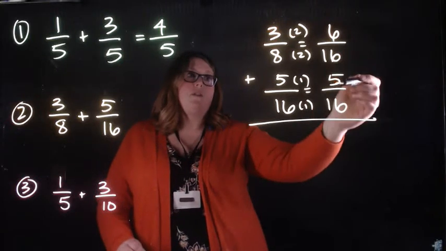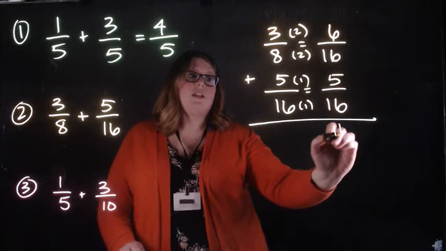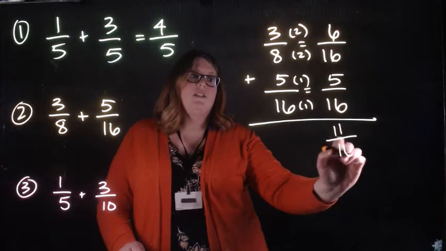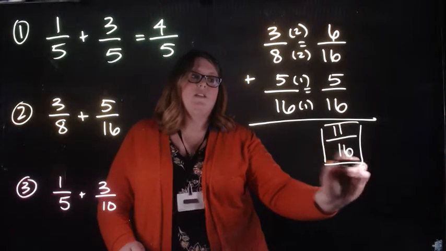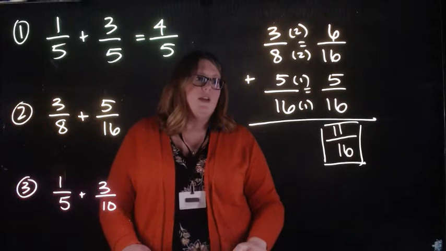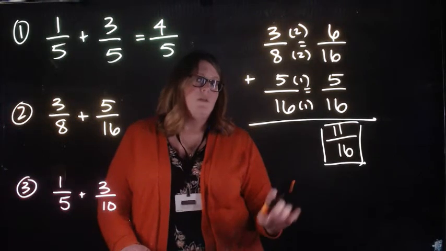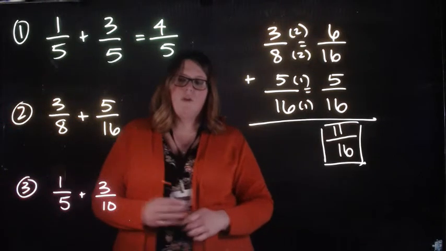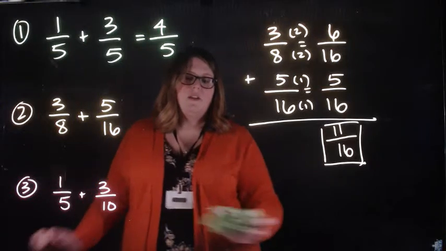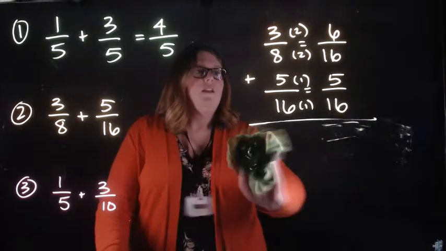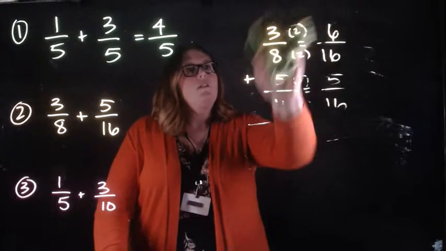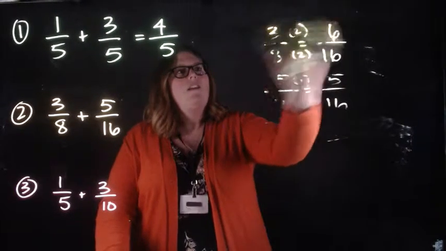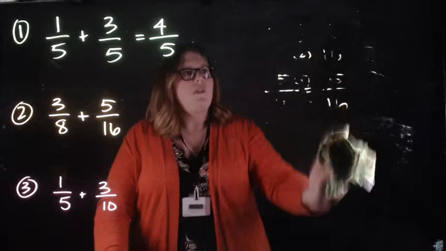Now we can just add our numerators. So 6 plus 5 gives us 11 out of 16. So we have 11/16. I'd like you to pause the video and try number 3 here of 1/5 plus 3/10. Pause it and give it a try, and then when you get your answer, unpause it, and we'll do the problem together. Okay.